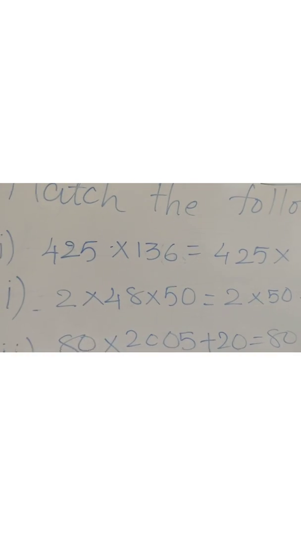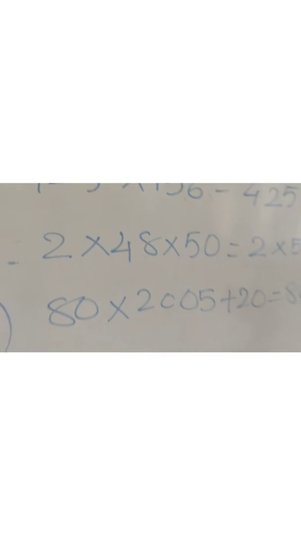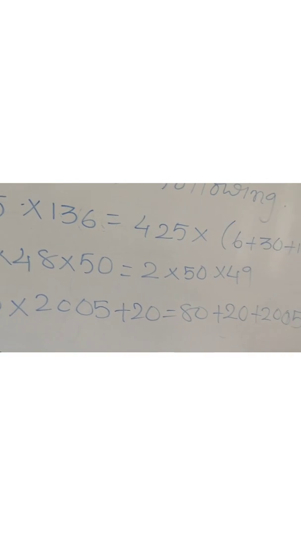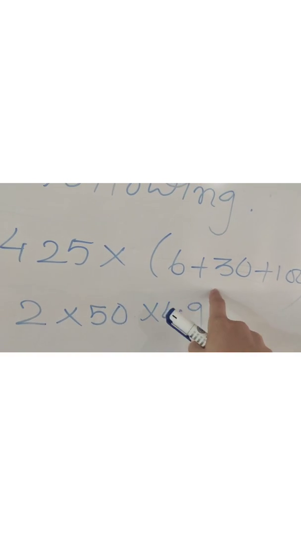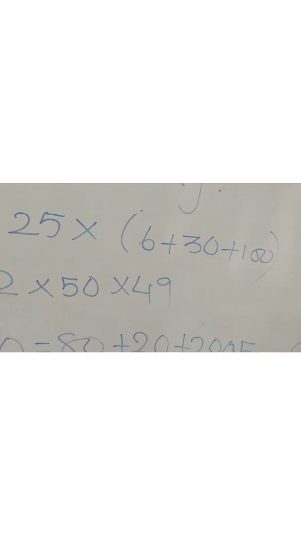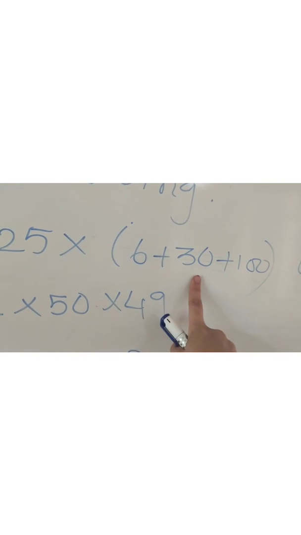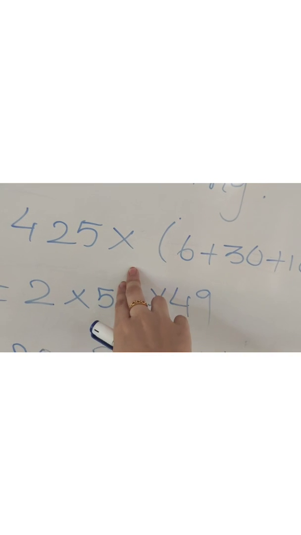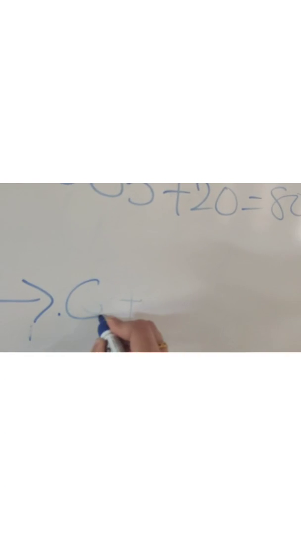So let's see first. What will be the first pair? 1. What is the answer of 1? 425 multiplied by 136. So 425 multiplied by this. Here you can see that this is distributive property. Multiplication and addition signs both are there. So distributivity of multiplication under addition. So answer of 1 will be C.